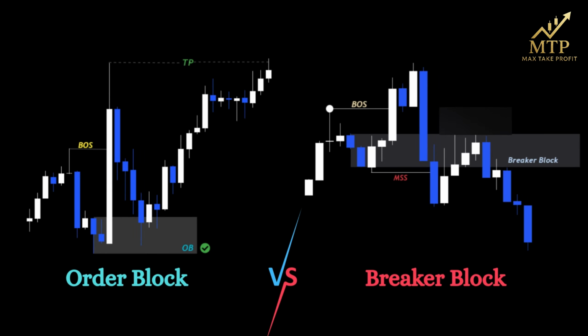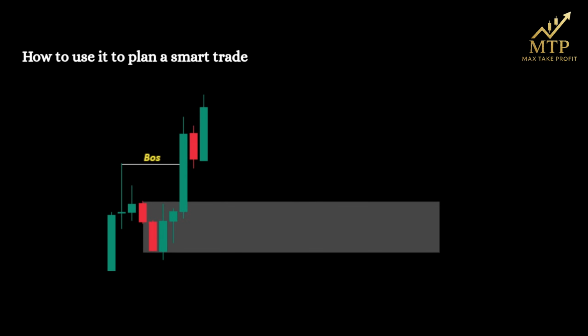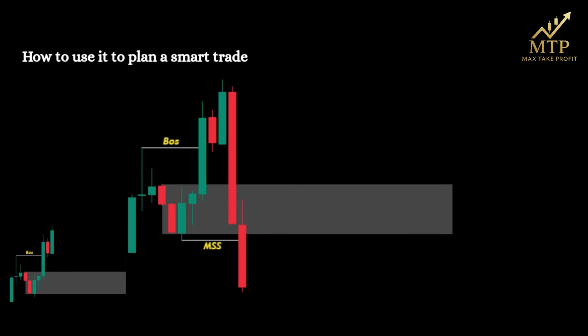Now that we clearly understand what a breaker block is and how it forms, let's move on to the practical part, how to take a trade using a breaker block. The formation of a breaker block always begins with an order block that eventually fails in its original role and turns into a breaker block. Let's go step by step. Let's start by looking at the image of an order block being formed. Next, we can see that the market came back to retest our order block, but instead of moving upward, it broke the previous low, forming a MSS, market structure shift.